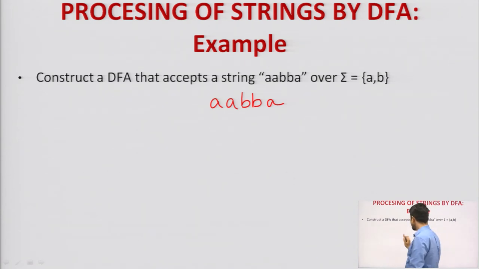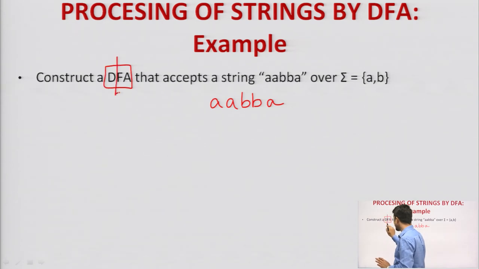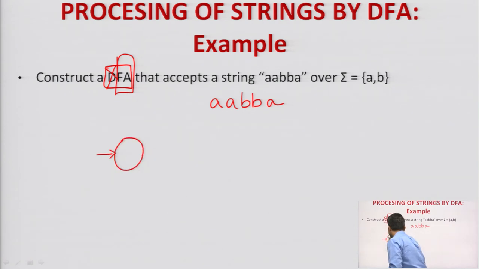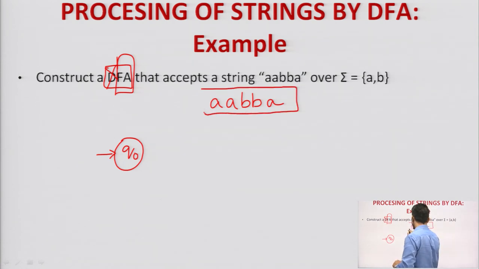As simple as that, I will not construct a DFA now; I will just simply construct a finite automata. In the next video, we will learn the DFA. Here there will be an initial state. Suppose Q naught is the initial state. Then I will discuss how the automata will be designed for this particular string.